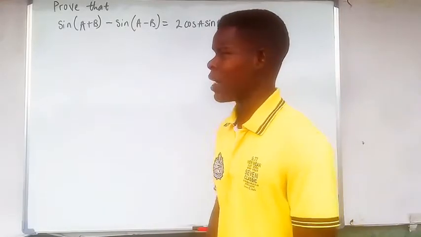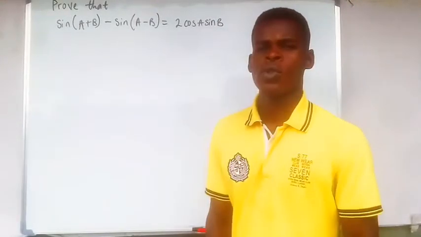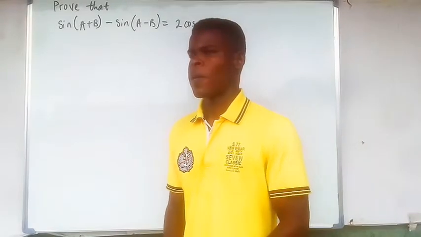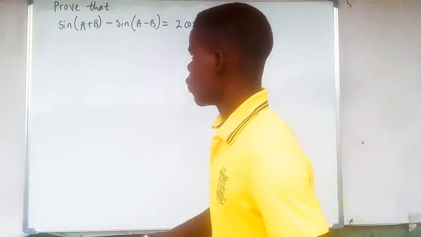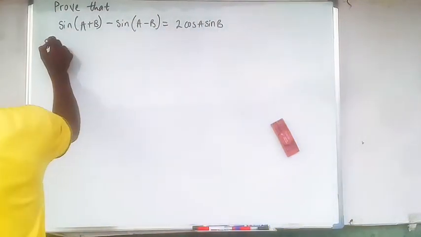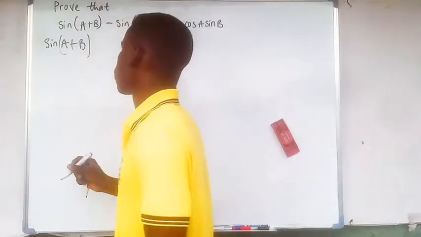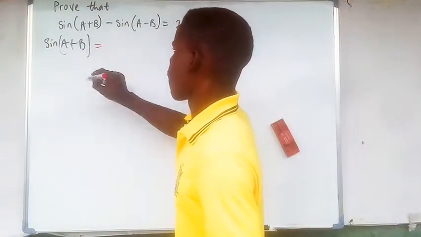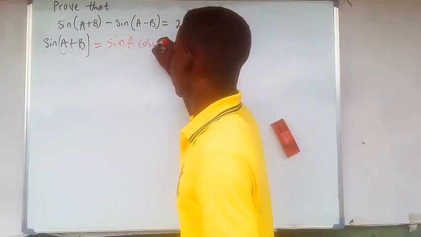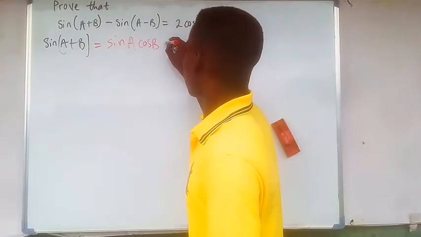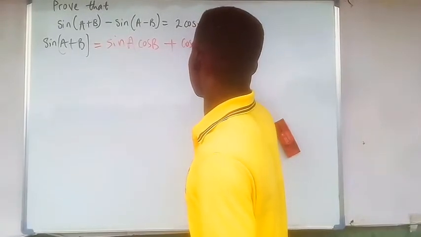Here we want to prove that sine of a plus b minus sine of a minus b is equal to 2 cosine a sine b. We'll be doing this using our trig identity, which states that sine of a plus b is equal to sine a cosine b plus cosine a sine b.